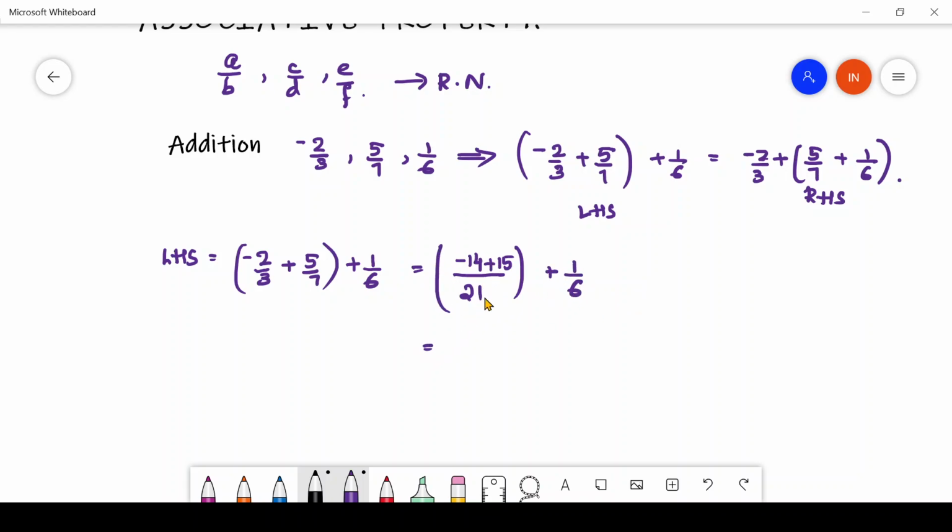So now let us see how to solve this. 1 by 21 you will get, plus 1 by 6. That will be equal to, the LCM again is 42 and the numerator will be 2 plus 7. And this will be equal to 3 by 14. So what is the LHS we got? 3 by 14. So let us go ahead with the RHS.